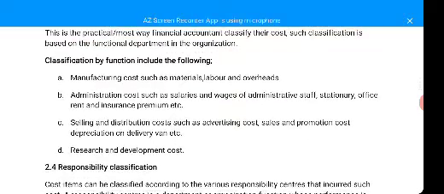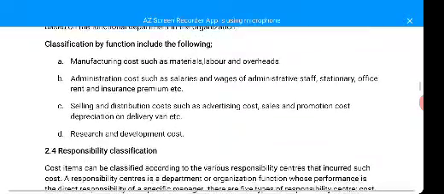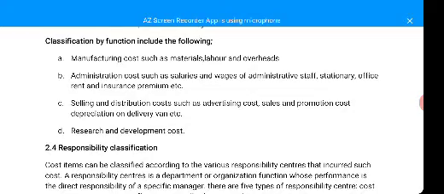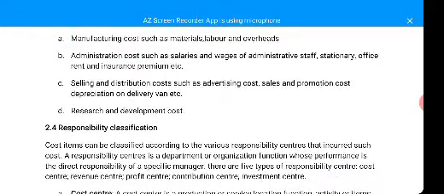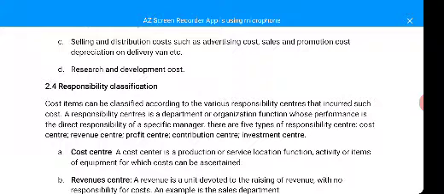In classification by function, we have manufacturing cost, which is similar to your production cost. We have admin cost, selling cost and research cost. So, responsibility classification, right? Classification by responsibility. What do we mean by responsibility classification?